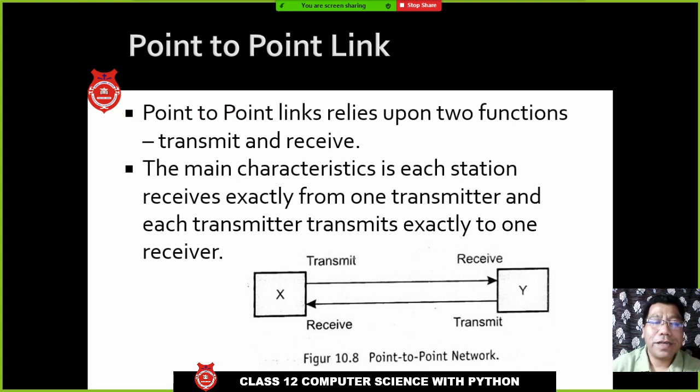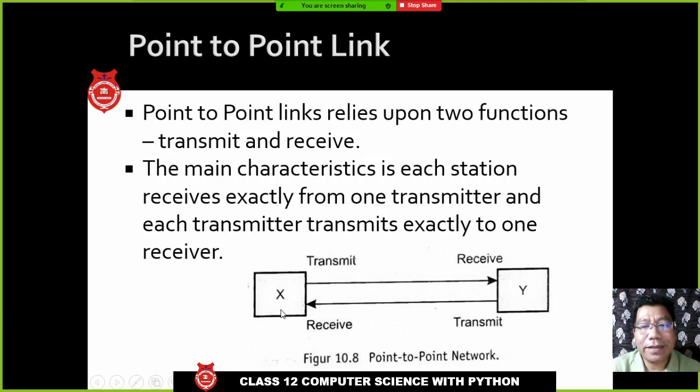Before we talk about the different types of network topology, I want to quickly point out point-to-point links. Okay, when we say point-to-point links, it implies that there should be a transmitter as well as a receiver. The transmitter transmits, and it is received by only a single receiver, and each receiver can also transmit back to another device. But the characteristic is that each station receives exactly from one transmitter, and its transmitter transmits exactly to one receiver. Okay, this diagram is taken from your textbook.